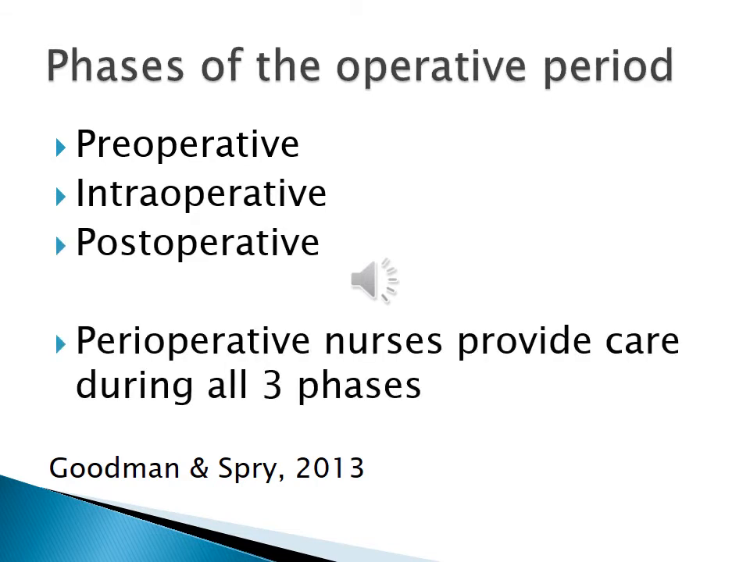There are different phases of the operative: preoperative, intraoperative, and postoperative. Perioperative nurses provide care during all three phases. And most perioperative nurses have training for 6 months to a year, so they can learn everything in the operating room, the preoperative part, the postoperative part.